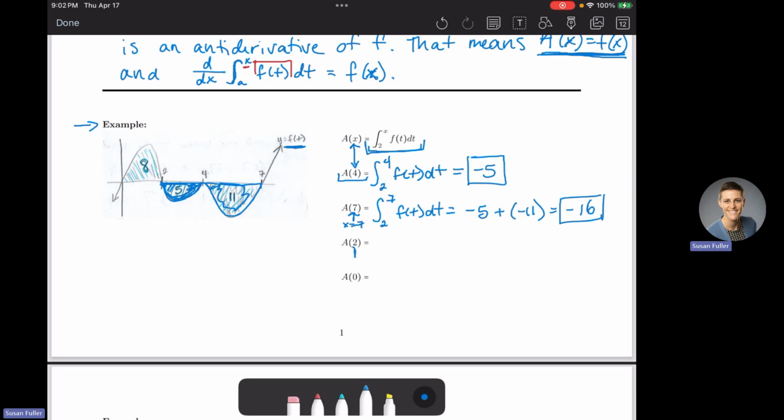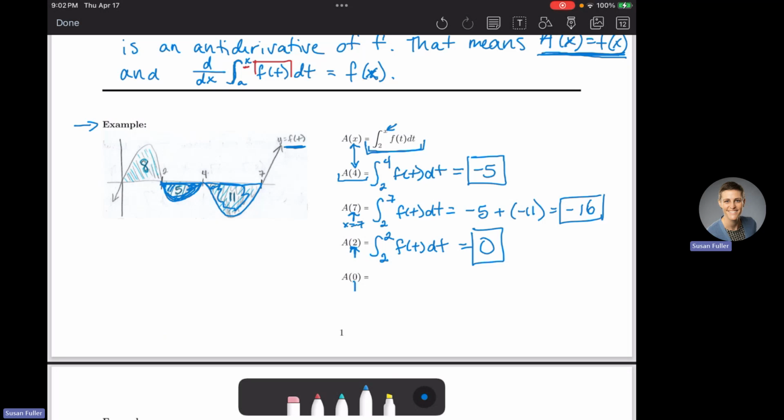How about if x is 2? Well, that means that we're finding the area starting at 2, and my x value up here is now also 2, and so we're finding the area from 2 to 2 underneath this function. Well, if we start and end at 2, we have no area because our starting and ending points are the same. So that's a 0.